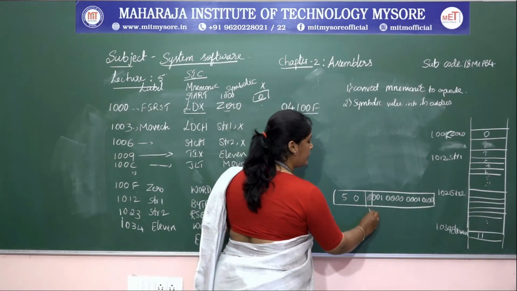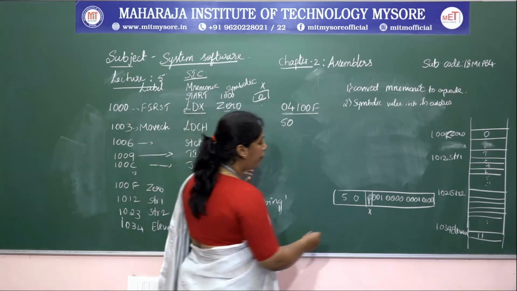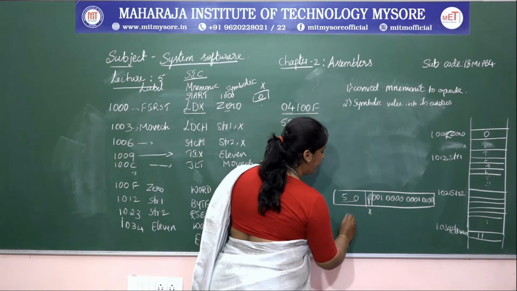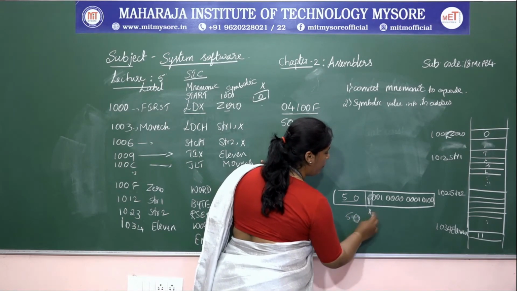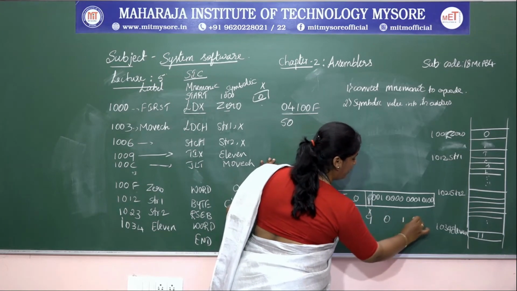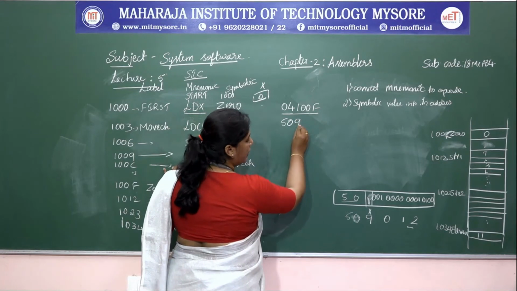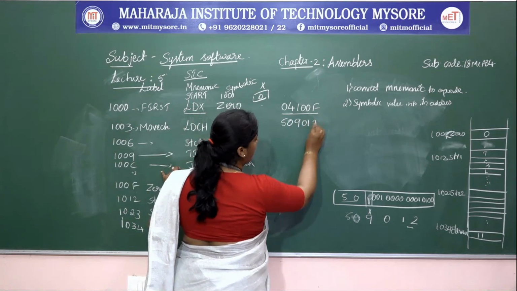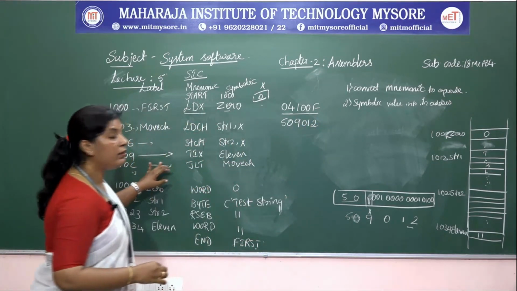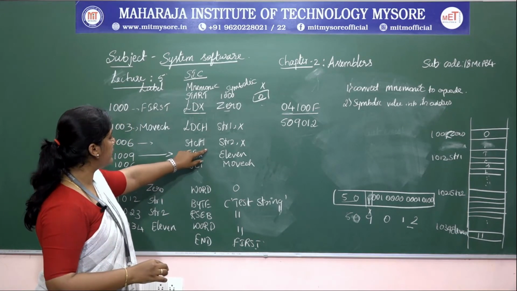the index register bit must be set to 1. So after that we get the value: 5, 0, 8 plus 1 is 9, so 509012. This is the address. It will be changed, because we are setting the X register bit to 1, giving 509012. For the second one also, we are going to get the same thing.